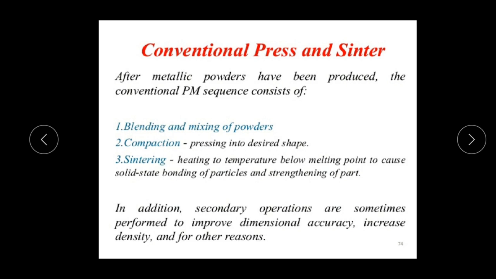After metallic powders have been produced, the conventional PM sequence consists of, number one, blending and mixing as we discussed in the previous class, and compaction as we discussed in the previous class, pressing into a desired shape. And now we will discuss sintering, the heating to a temperature below melting point to cause the solid state bonding of particles and strengthening of a part. In addition, secondary operations are sometimes performed to improve the dimensional accuracy, increase the density, and for other reasons.